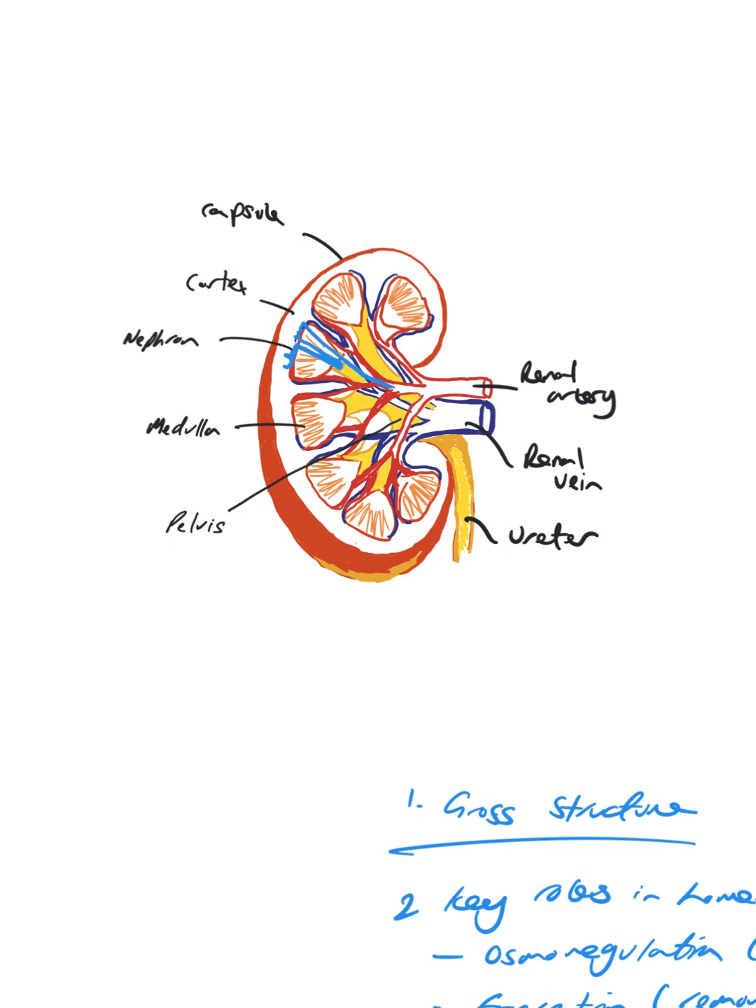The nephron sits with the Bowman's capsule in the cortex, and the proximal convoluted tubule also in the cortex. Your loop of Henle drops down into the medulla, comes back up the medulla into the cortex, and then finally your collecting duct drops back down all the way through the medulla and into the pelvis, draining into the ureter in order for that filtrate to then leave via the bladder.